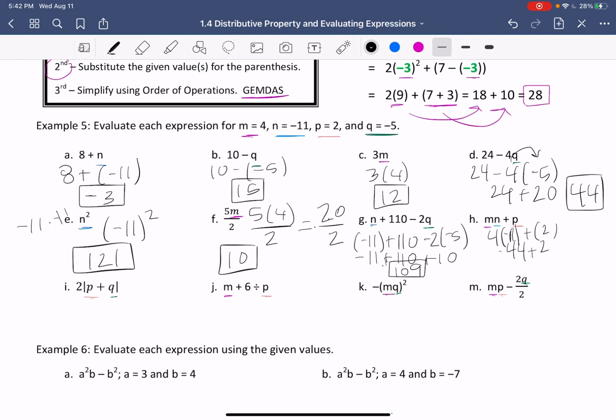Plus 2. So negative 44 plus 2 gives us negative 42. All right, let's look at I. We have 2 times p plus q, but notice we've got some absolute value bars. So let's go ahead and plug in our information. So we have 2, the absolute value of p, which was 2, plus q, which is negative 5.